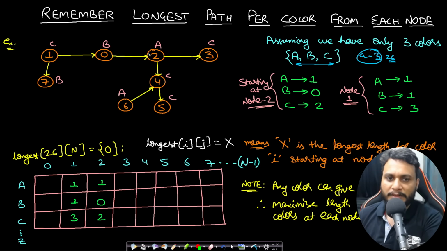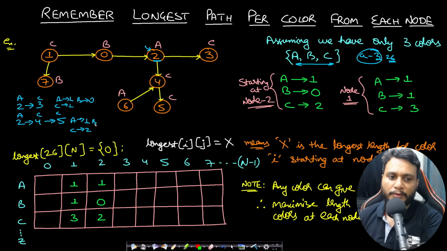Now if you think about starting from 2, what are all the possible paths from 2? It is 2, 3 and it is 2, 4, 5. These are the only possible paths. In the path 2, 3 you have A and C. That means A count is 1 and C count is 1. In the path 2, 4, 5 you have 2 as A, 4 as C and 5 as C. So you have A count 1 and C count 2. Okay. Now B count is 0 in both of them.